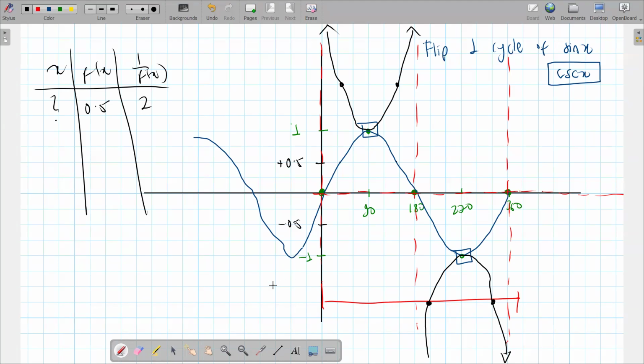It would look exactly the same here as well. So there would be a vertical asymptote here. It'll look like this here, it'll look like that there. And that's the graph of cosecant x.